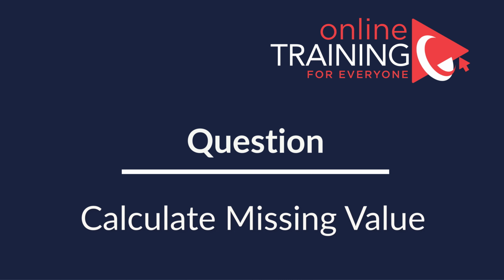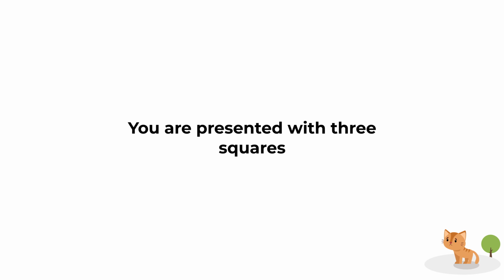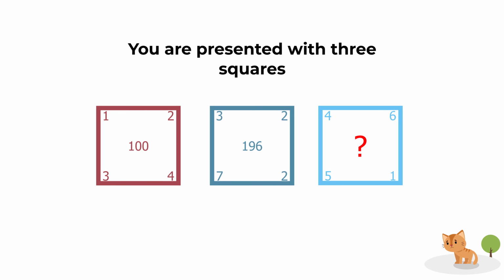Here's an amazing question which tests your ability to quickly come up with the solutions. You're presented with 3 squares. Each square is of a different color, and each square has numbers in the corner as well as the number in the middle. For example, brown square has numbers 1, 2, 3, and 4 in the corners, and number 100 in the middle. Dark blue square has numbers 3, 2, 2, 7 in the corners, as well as number 196 in the middle.